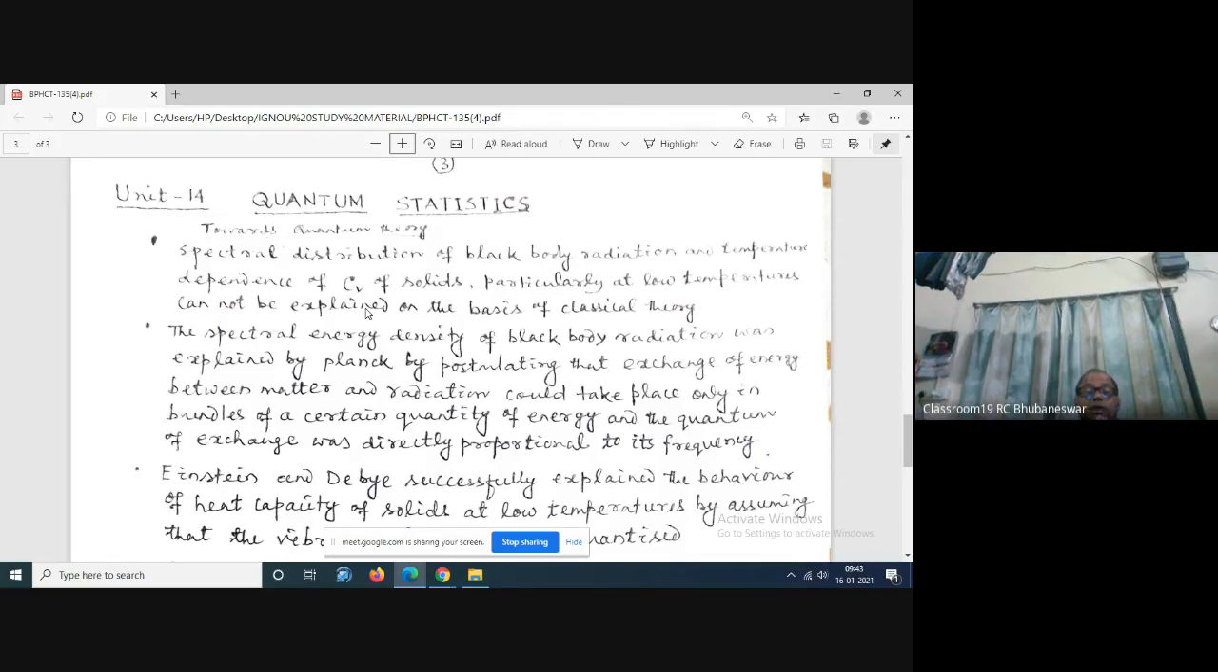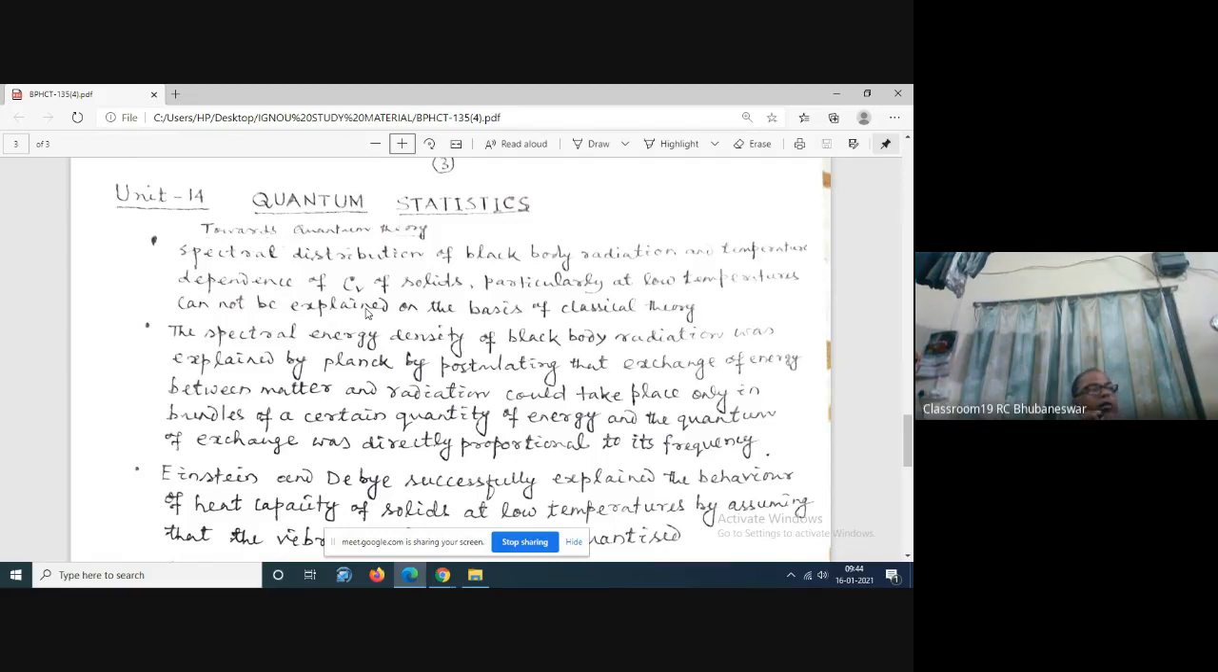What are the problems that arose before us which are not solved by the classical theory? They are black body radiation, specific heat of solids at low temperatures, the photoelectric effect, and atomic spectra. So many things were not solved at that time by classical theory. That is why we think of quantum theory.